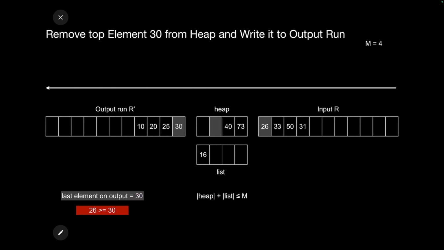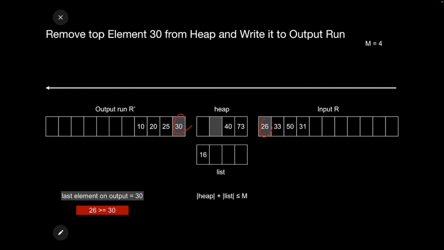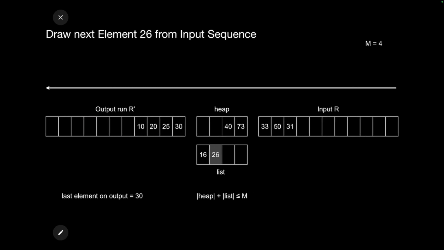Okay, let's continue. So I draw 26, that's also smaller than 30. I'm not allowed to do that. So here again, you remove 30 now, so this will be changed to 30. When you draw 26, this is smaller than 30, you must put it to the list. As shown here, the heap shrinks to 2 elements, the list is now 2 elements.